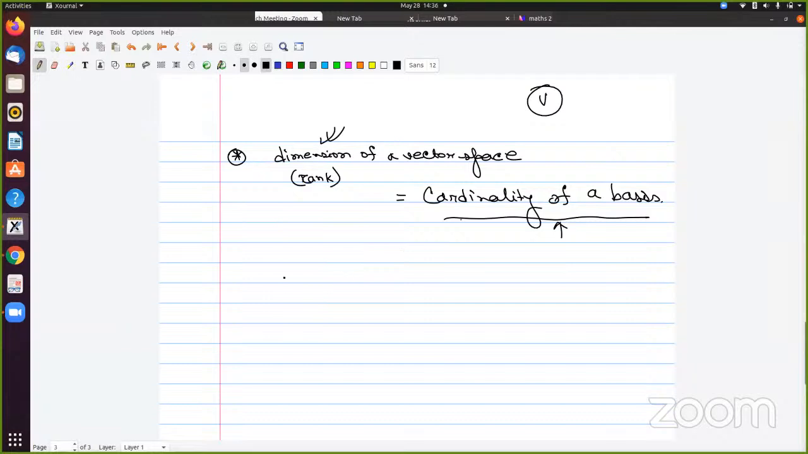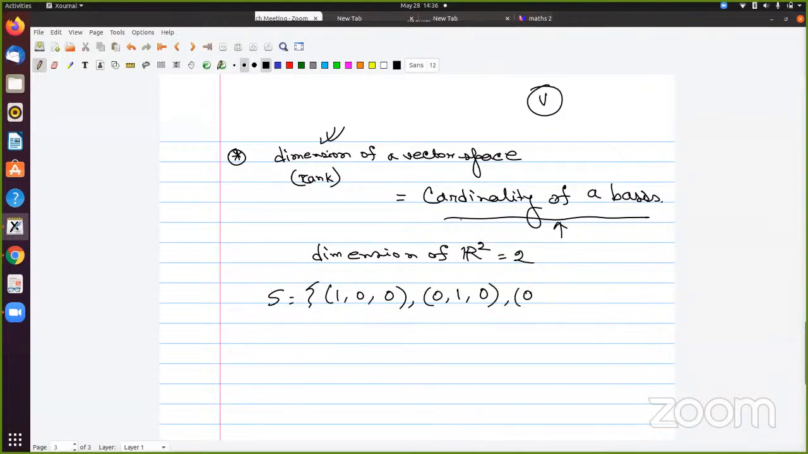Basically, I will come to that. First of all, I am mentioning here the dimension of R2, which you have already seen, that is 2. Now we want to find the dimension of R3, right? So I am saying this type of element, this type of set.